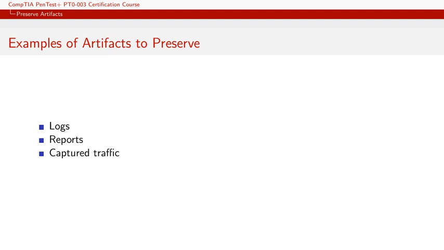Firstly, logs are a primary type of artifact. These can include system logs, application logs, and security logs. They provide a detailed account of events and actions that occurred on the network or system. Secondly, reports generated from your penetration testing activities are essential artifacts. Reports consolidate findings, illustrate vulnerabilities, their impact, and often include recommendations for remediation.